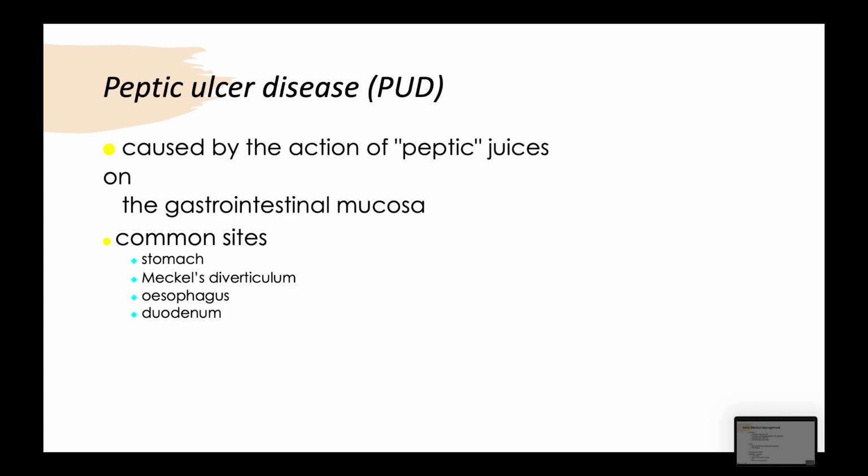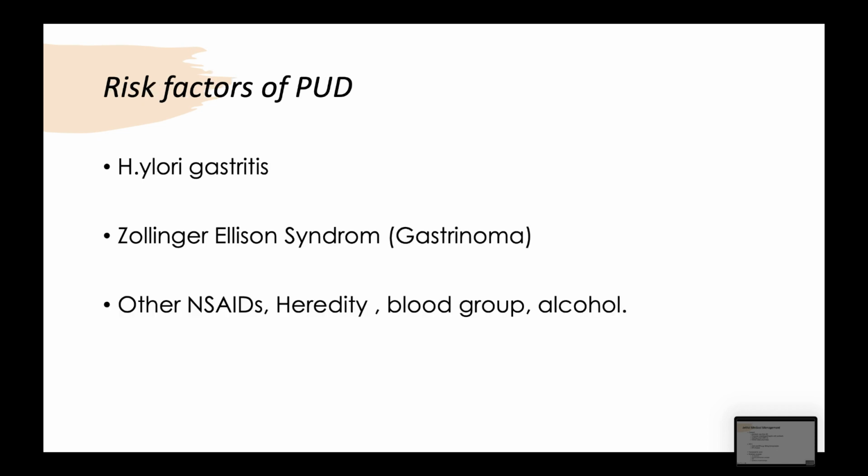Okay, now we're going to peptic ulcer disease. It is caused by the action of the peptic juices, or the acid produced by the gut, on the gastrointestinal mucosa. So the common sites can be in the stomach, in a Meckel's diverticulum, in the esophagus, or in the duodenum.